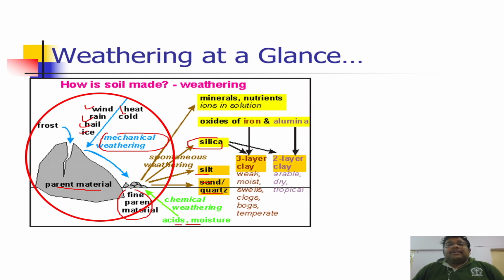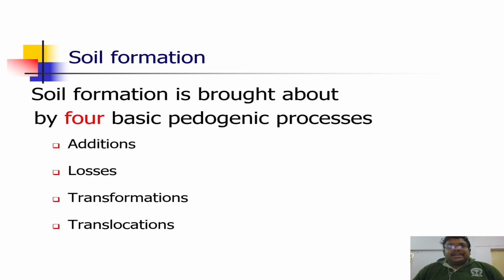Remember, the formation of clay also requires the oxides of iron and alumina. Also, due to this chemical weathering, there will be minerals or nutrients or ions in the solution. So you can see this is a complete picture of the weathering which takes place for the formation of soil from the parent material. So we have considered soil weathering.